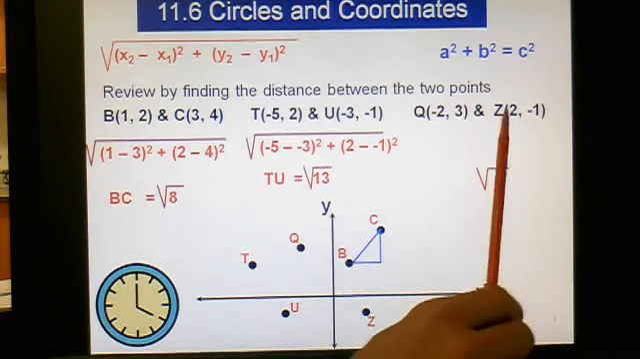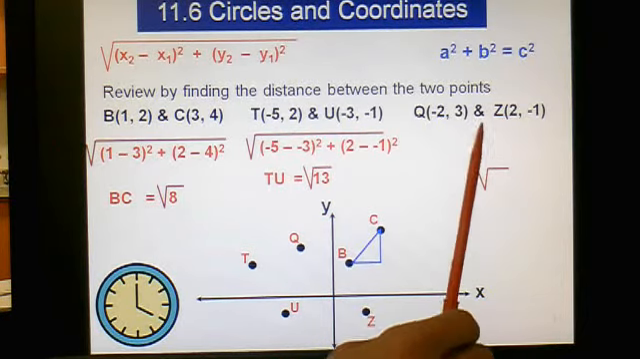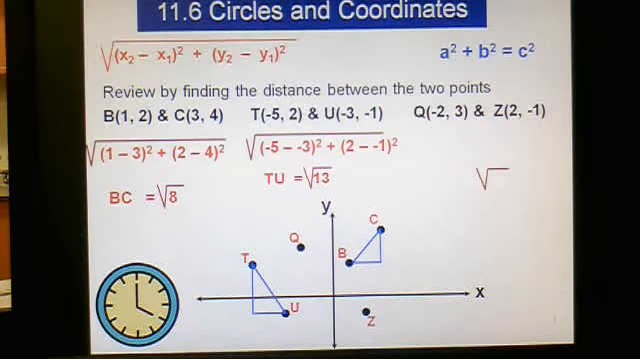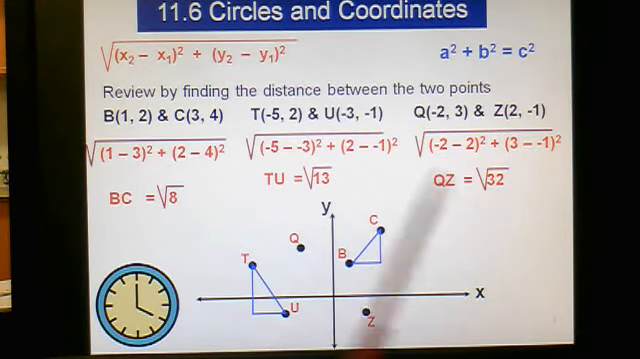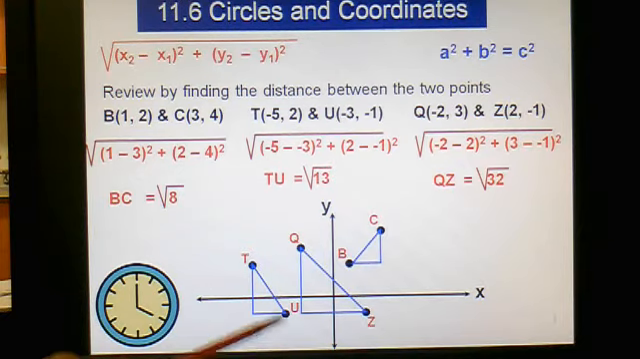The other one, from -2 to +2, that's 4 units. And from 3 down to 1, that's also 4 units. We don't really care about the signs too much because we're squaring the numbers. You square the numbers, you get 16 and 16, for a total of 32. This, of course, you could simplify, and you probably should simplify on your paper. It's 2 times 16, which means it's 4 rad 2. So the length of QZ is 4 rad 2. And if we made a triangle out of this, it would be a 4, 4, and 4 rad 2 triangle. Of course, it's a special triangle. You know that one.